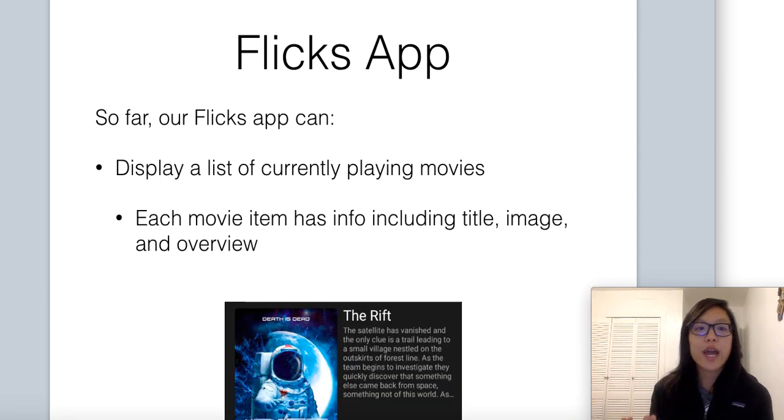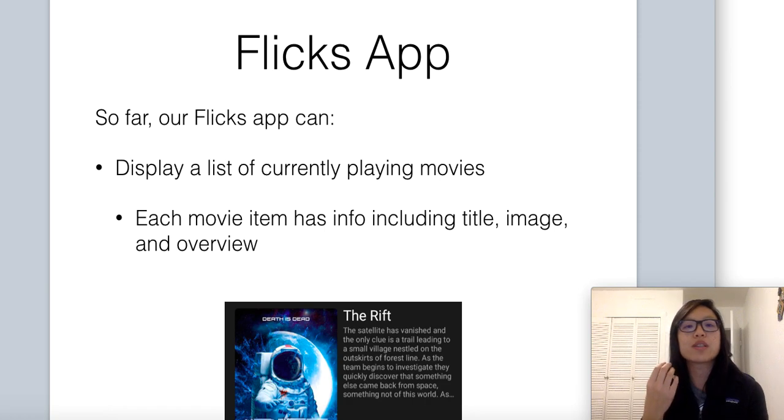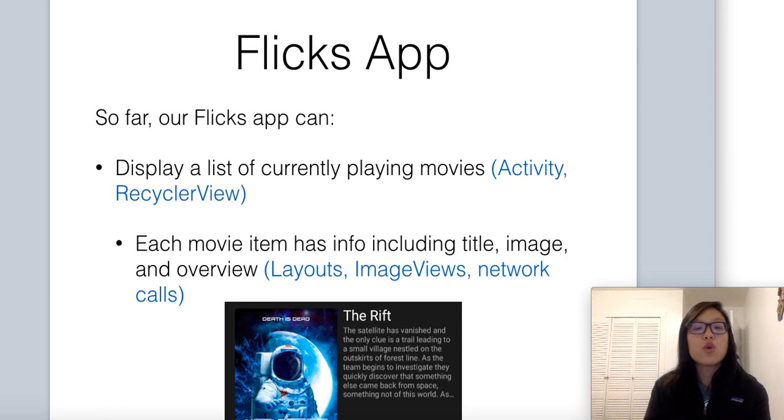Just as a recap, so far, our Flix app does a few things really well. We can display a list of currently playing movies, and for each movie item, we are able to grab all the information, including the title, the image, and an overview, and display all that in our recycler view. Through working through these required features, we learned about a ton of really important Android concepts.